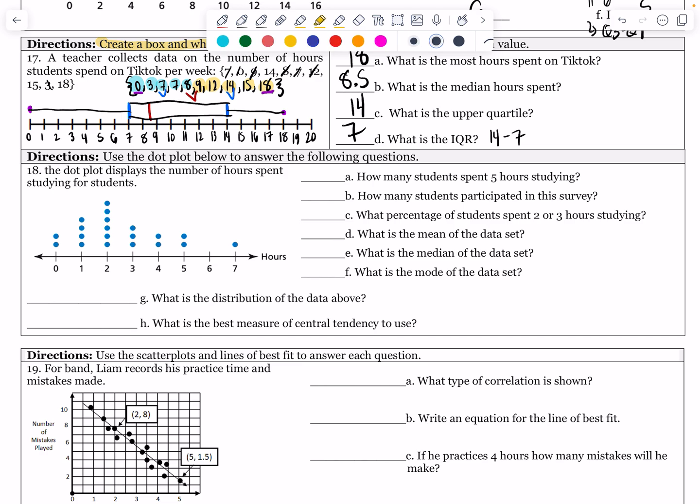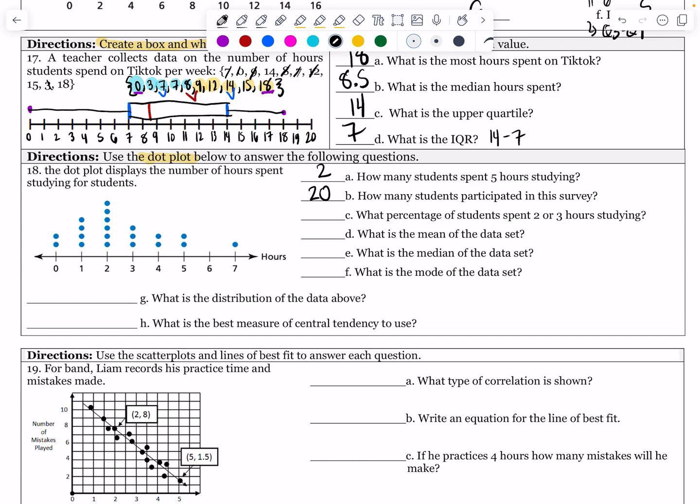And then we have a dot plot. It says to use this dot plot below to answer these questions. And so this is pretty quick. That's the good thing about dot plots. How many students spent 5 hours studying? Well, exactly 2. All right, how many students participated in the survey? You'd add them all together. You just count the number of dots. You get 20 students total participated.